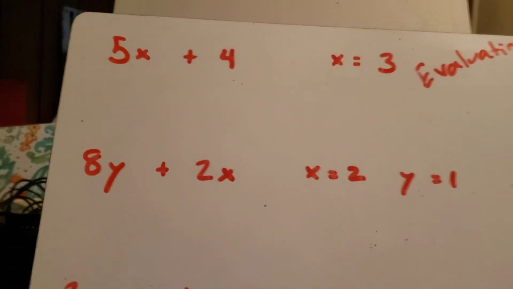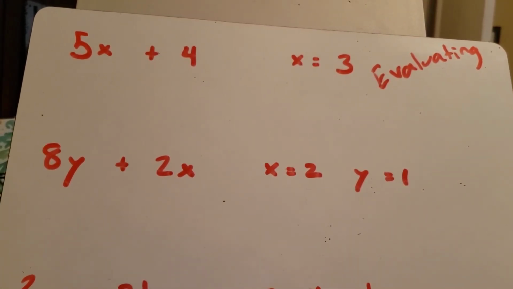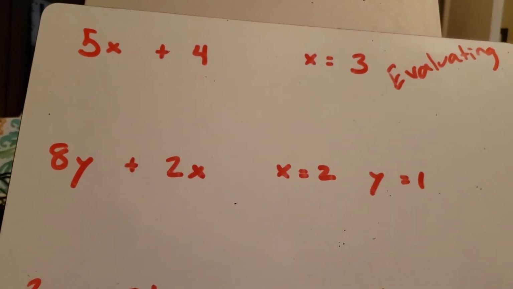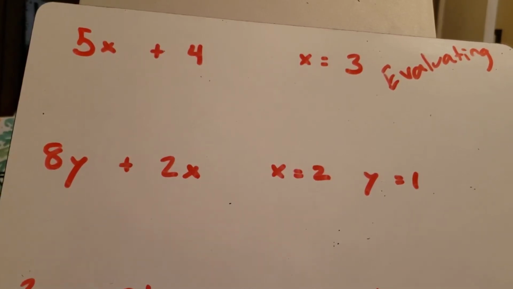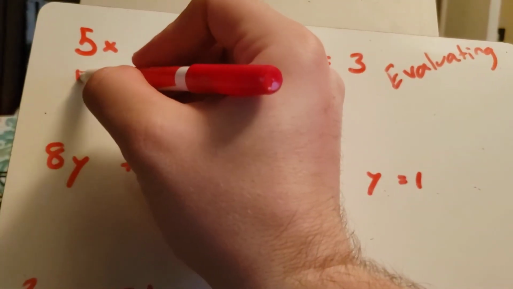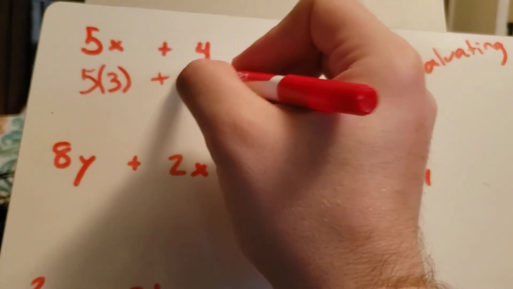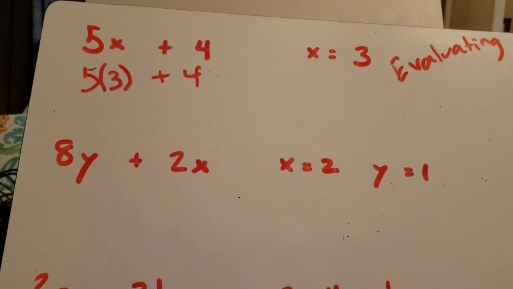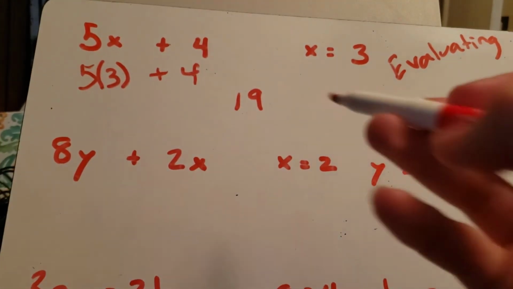Evaluating is just taking the number that they give you for the variable. In this case, 3 is going to be x, and they want you to finish the expression with 3 in there. So what we would do is we'd take 3, and we're going to place it where this x is. So we've got 5 times 3 plus 4. 5 times 3 is 15, and if you add 4 to it, you'd get 19. And so if you evaluated this expression, you'd get 19, and that would be your answer.